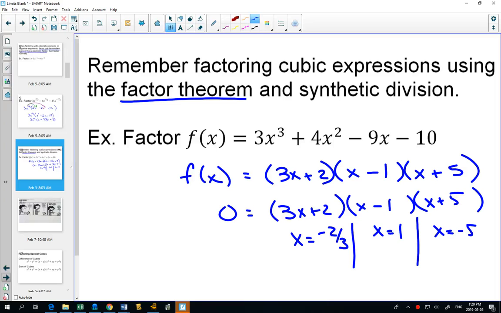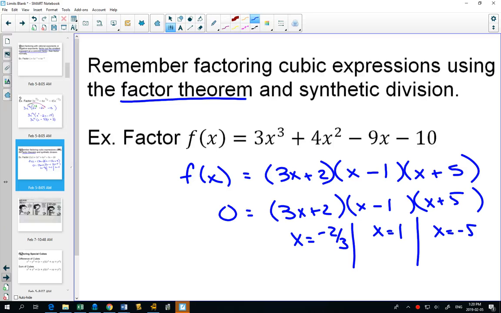So the factor theorem uses this to work backwards. It says if these were the answers, then if you plug in 1 into here, this middle factor will be 0, and anything times 0 would give me an answer of 0. That's why it's an answer.